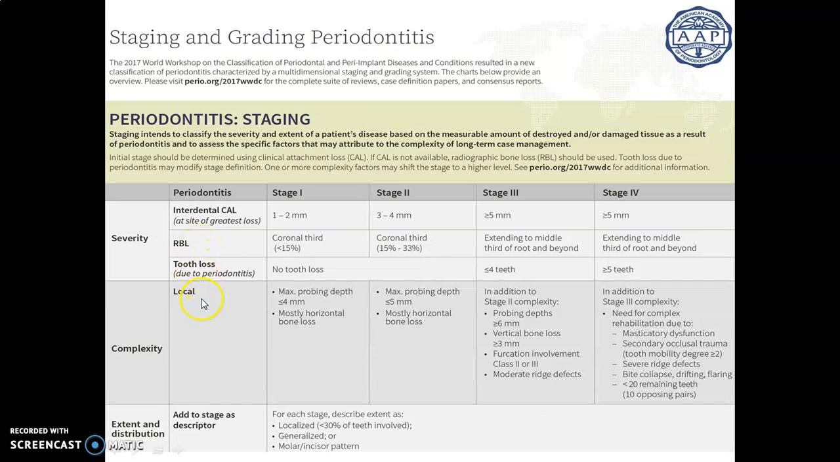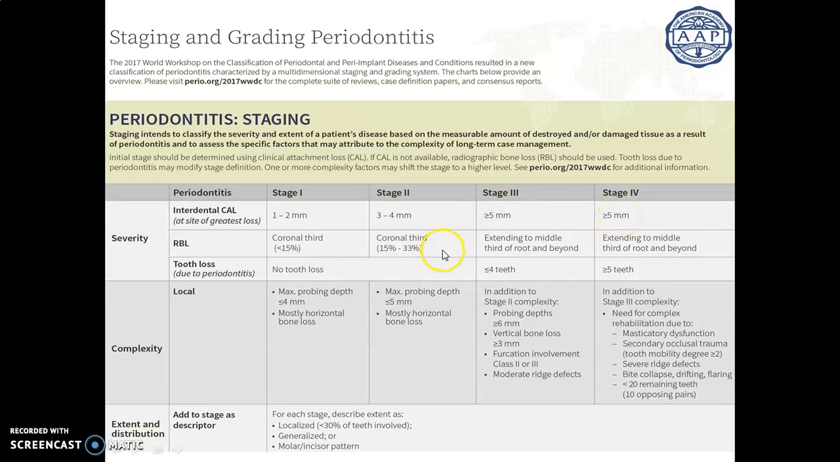Then we have to see tooth loss, and we also have to see whether it is localized, and what is the extent and distribution. In stage 1, the attachment loss is 1 to 2 mm, radiographic bone loss is in the coronal third, and tooth loss is not there. Probing depth is around 4 mm, and we can see horizontal bone loss. In stage 2, it increases to 3 to 4 mm, stage 3 more than 5 mm, and stage 4 also more than 5 mm.